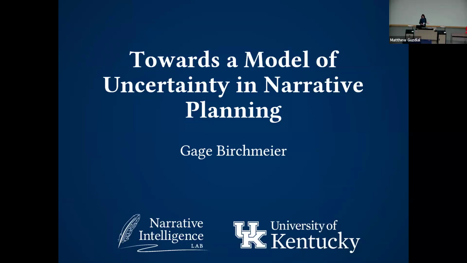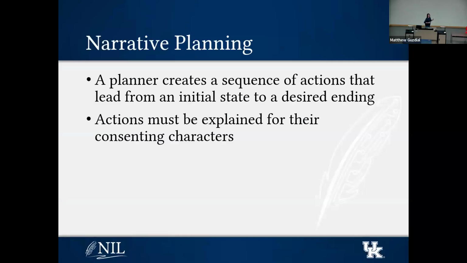I'm Gage from the Narrative Intelligence Lab at the University of Kentucky, and I want to talk a little bit about the work I'm thinking about doing for my dissertation, which is modeling uncertainty in narrative planning. As a very quick summary, we are working in narrative planning, where we have a planner that creates a sequence of actions that leads from an initial state to our desired ending. And we want all of the actions to be explained for the characters that take those actions.